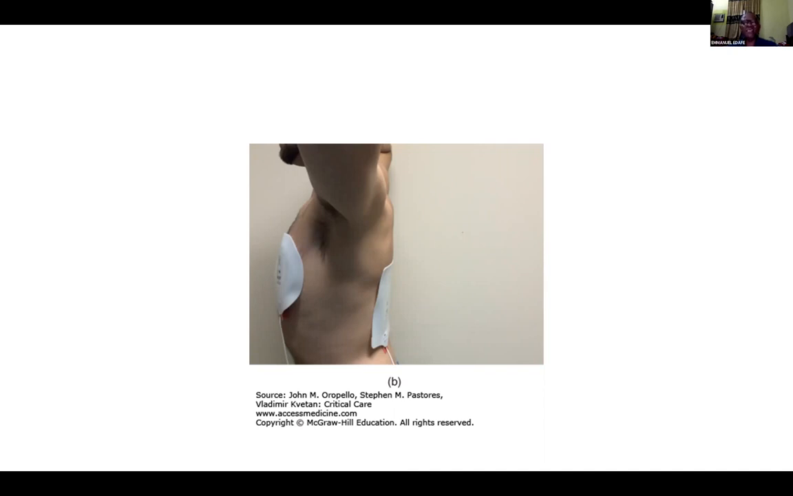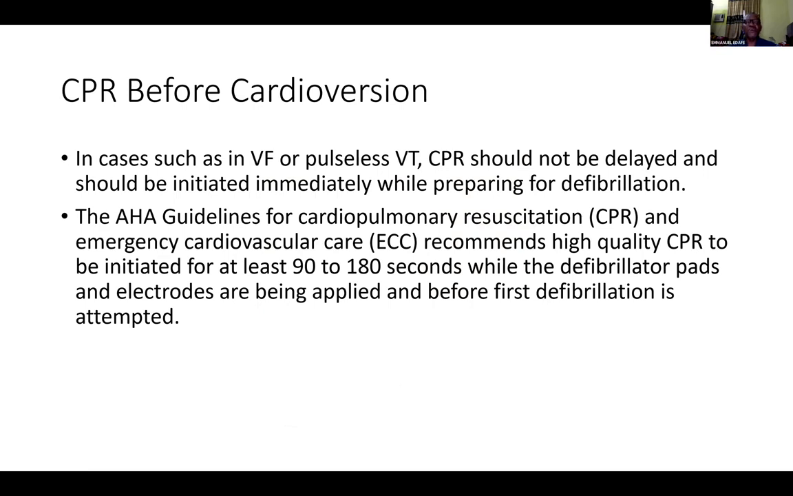It doesn't scatter the way a monophasic does, so it's also better for pregnant women. CPR before cardioversion is very important. Number one, it sends blood, oxygen and glucose to the brain, and also sends blood to the myocardium during CPR. That also enhances your defibrillation and cardioversion. Studies have shown all that.